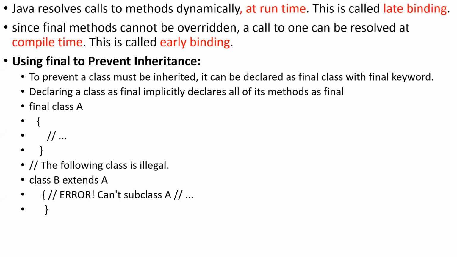Just explanation. Late binding means at runtime. In runtime, if an object is accessing some method, if an object is binding some method, means you are binding that method to that object. That would be done at runtime. Runtime lo jarigite danni late binding antam. Example is dynamic method dispatch.